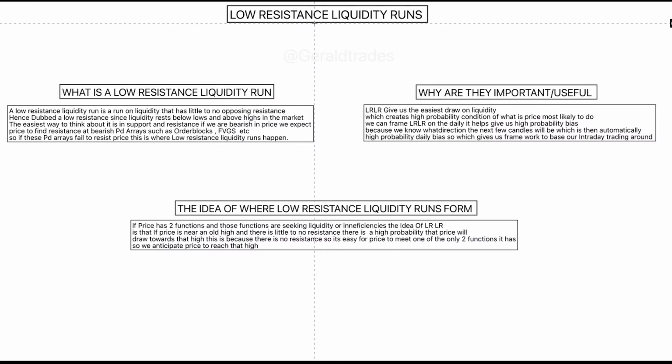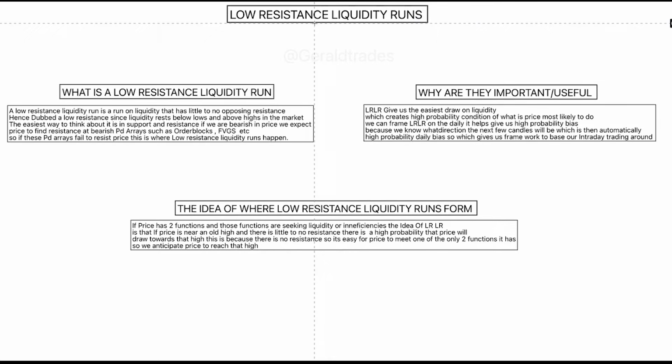Alright, cool. So what is a low resistance liquidity run? Now, this is by far one of my favorite ways of forming bias, and a lot of people are always struggling, saying, how do I find bias? How do I find daily bias? How do I find this? If you just pay attention to this video, this is going to be one of those videos that just makes so much sense to you, and you're going to have another edge in terms of how to find bias. And if you can find bias, you can frame your trades around it.